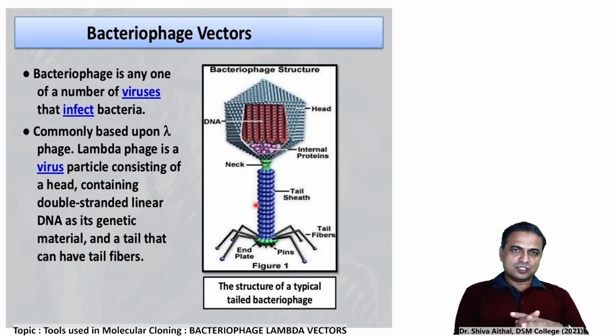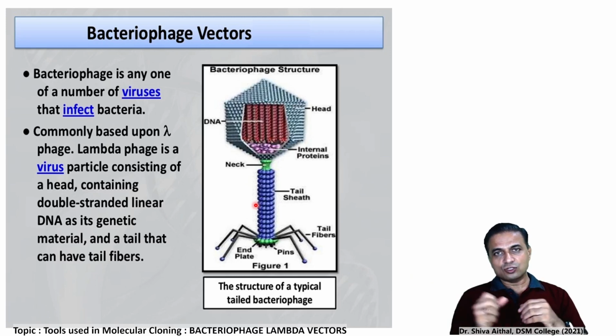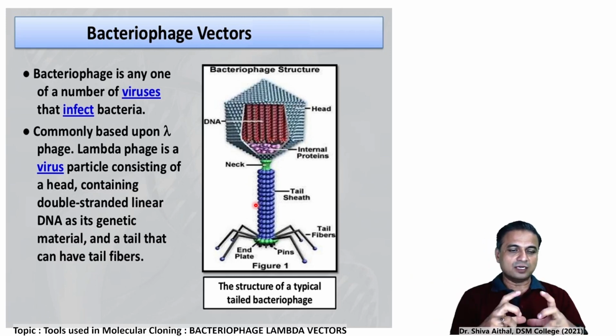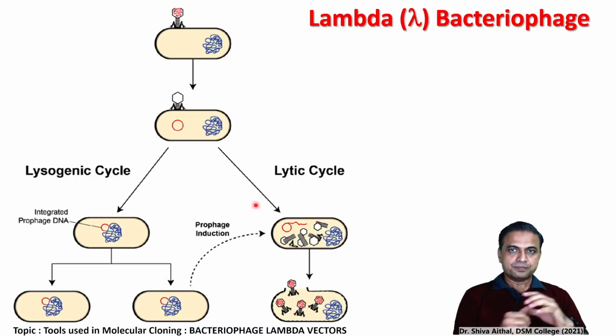The point of discussion here is using this obligate parasite of Escherichia coli as a molecular tool for transferring our gene of interest, not only transferring but using it as an expression vector. Now we redesign its genetic material. How that is done, interestingly, we will see in this lecture.